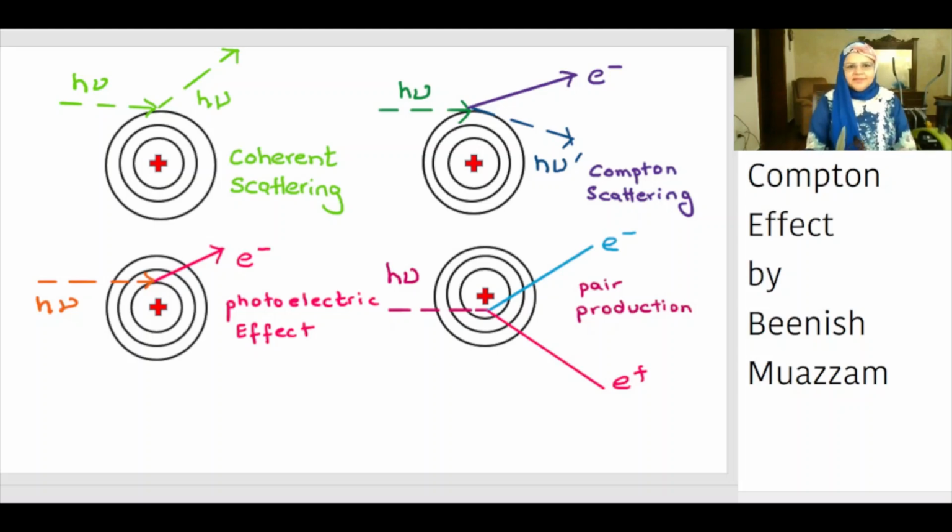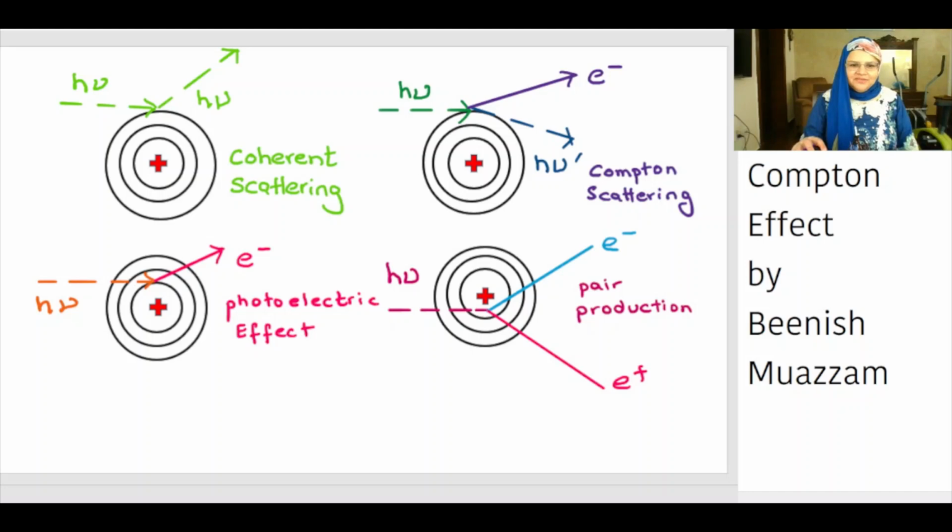The Compton effect occurs due to the interaction of a photon, X-rays or gamma, with free electrons or loosely bound valence electrons. The incident photon is scattered and imparts energy to the electron. The scattered photon will have a different wavelength and thus different energy. Energy and momentum are conserved in this process.